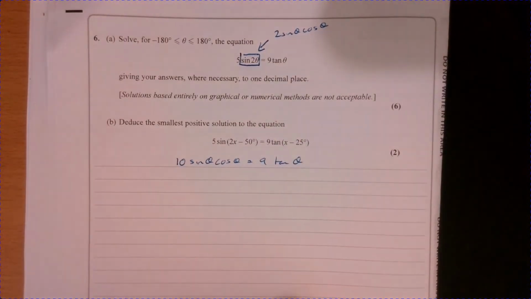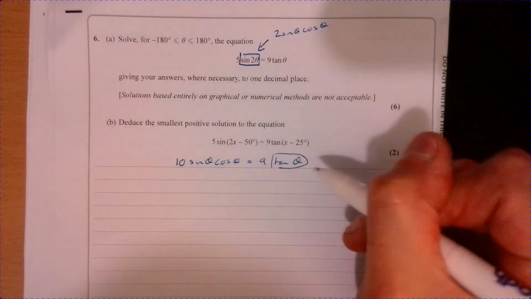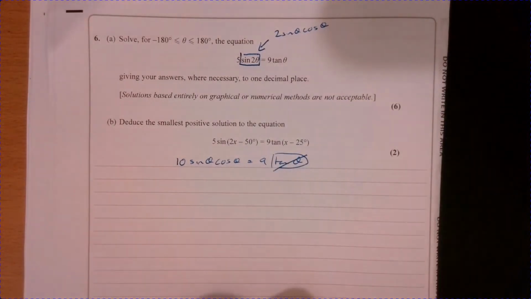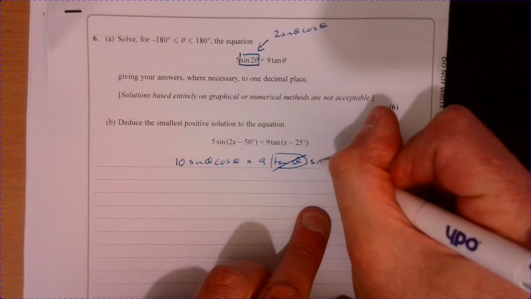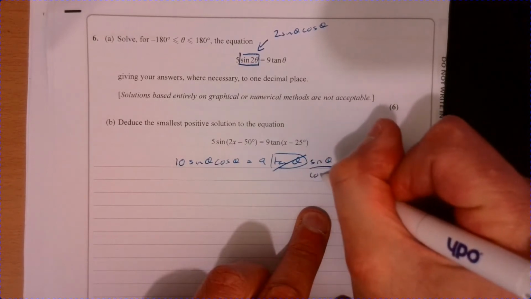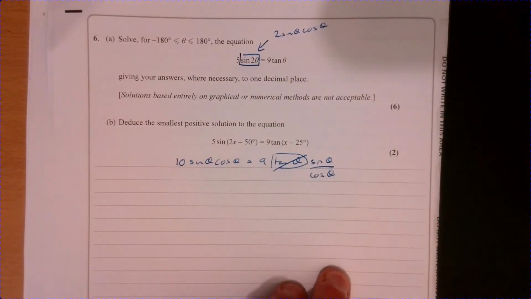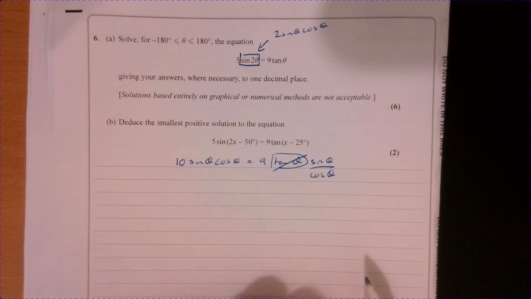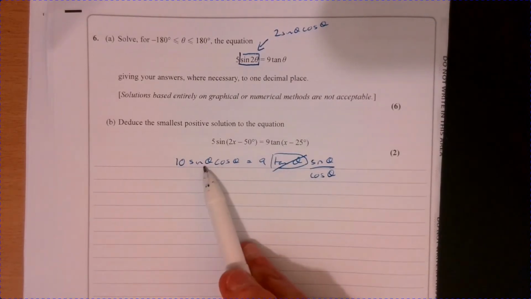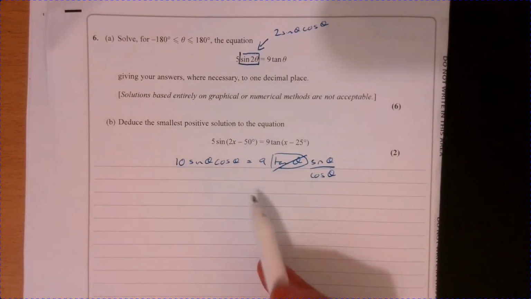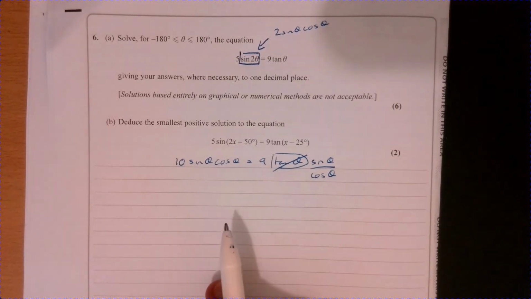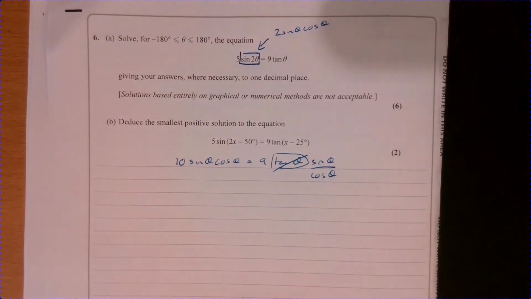I'm going to replace that tan with sine over cos. Sine theta over cos theta. Now, something to be really careful about on these questions is do not start thinking about dividing by sine or cos, because you can end up missing solutions, i.e. when it's equal to 0. So just be a little bit careful about that.